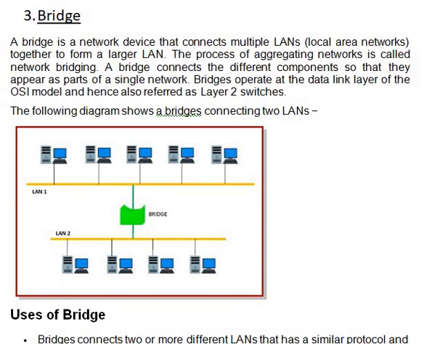So a bridge is a networking device that connects multiple LANs or forms a larger LAN. The process of aggregating the network is called network bridging. A bridge connects the different components so that they appear as part of a single network. Bridge operates at the data link layer of the OSI model, hence it is also referred to as a level 2 switch. Simply, in the figure you have seen that two LANs are there and we are connecting them through the bridge. Okay students.